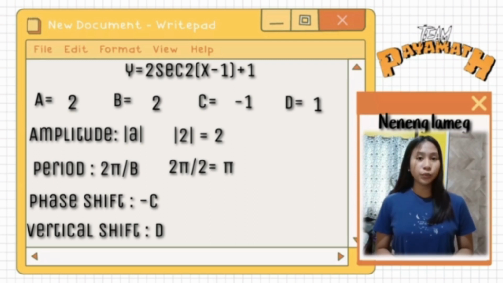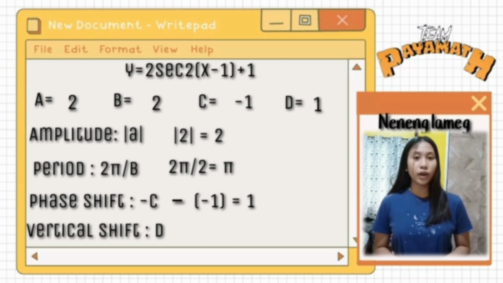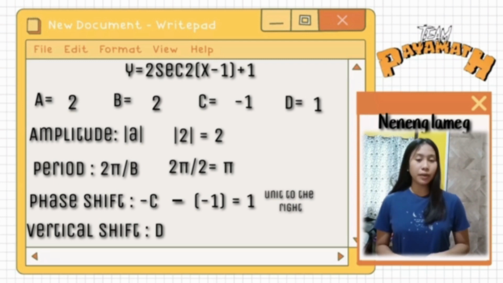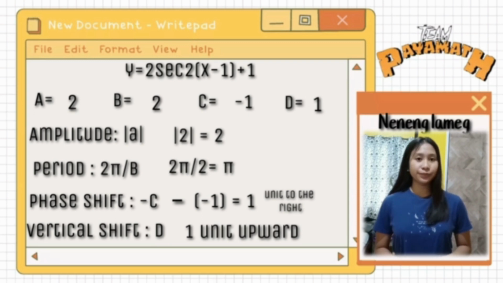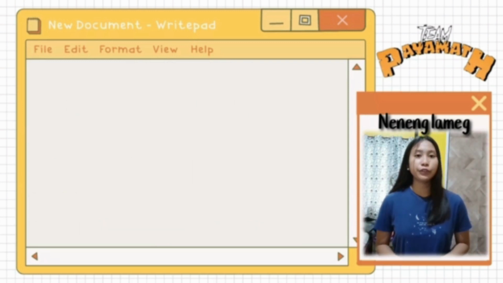For the phase shift, let us bring down the negative sign and then substitute the given value of c, which is negative 1. Negative times negative 1 is equal to positive 1. Since it is positive, the movement of the graph is 1 unit to the right. Now, for the vertical shift, since the value of d is positive 1, the movement of the graph is 1 unit upward.